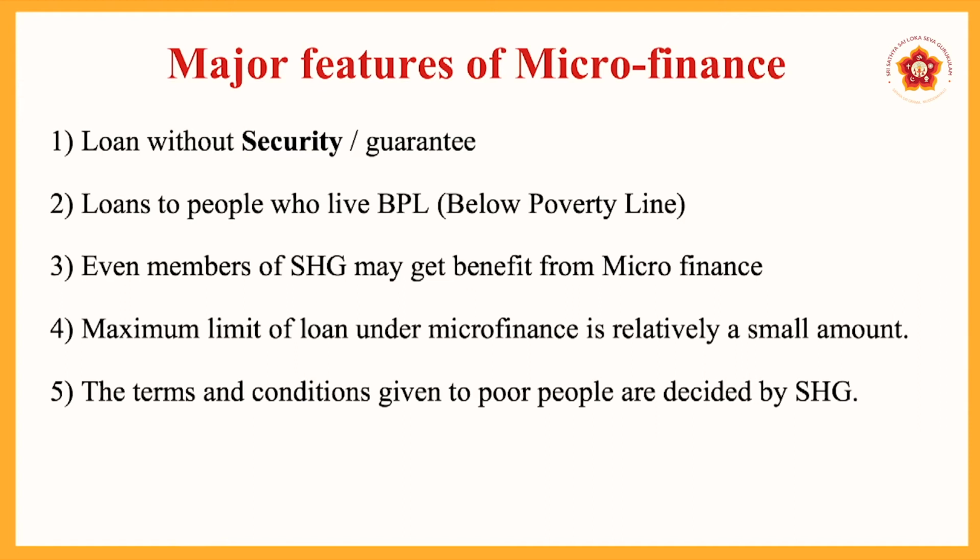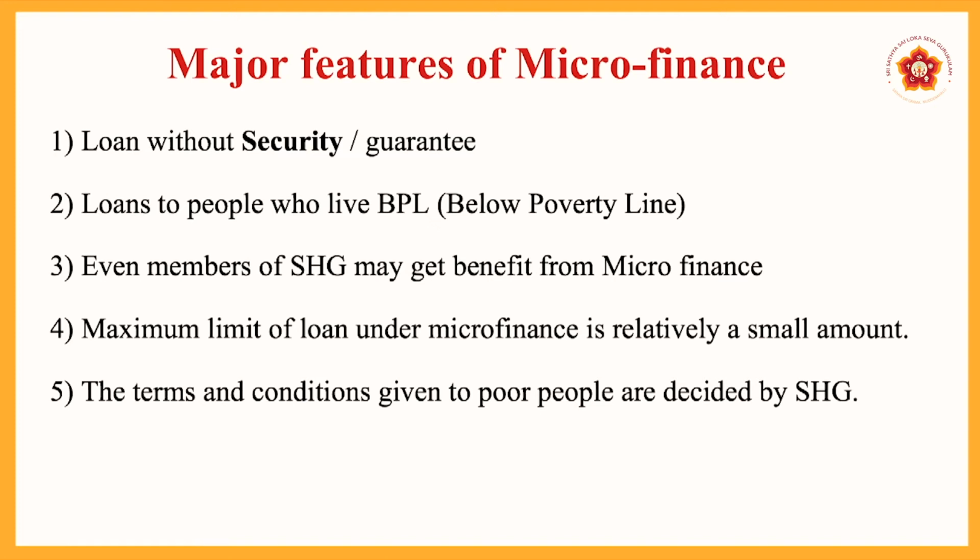The second feature was that loans were given to people who are BPL, that is below poverty line. So, we remember this particular group does not have a very high income coming in. So, they are not able to pay back the loans. So, their conditions of giving the loan will be very relaxed for them.